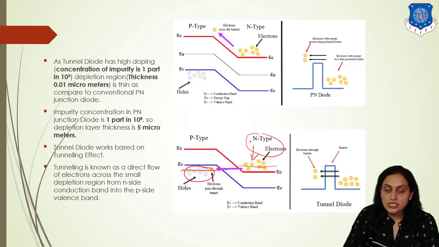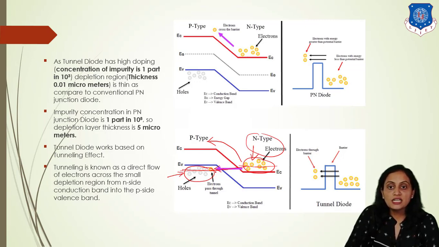Electrons, instead of climbing up the potential barrier at the junction, will cross the junction through the depletion region. Electrons are passing through a tunnel in the depletion region, and that is why it is called the tunneling effect. This happens because the electrons in the n-type material are at the same energy level as the holes in the p-type material, so the electrons directly move through the depletion region by tunneling. This effect is called the tunneling effect.